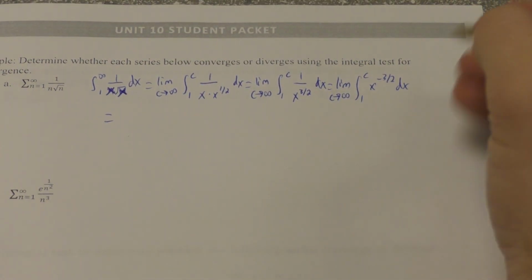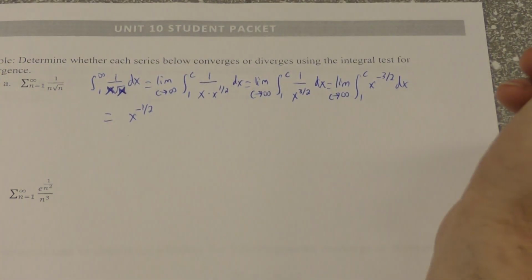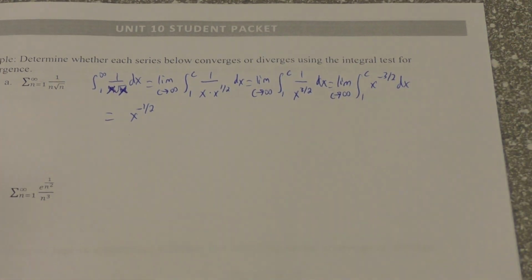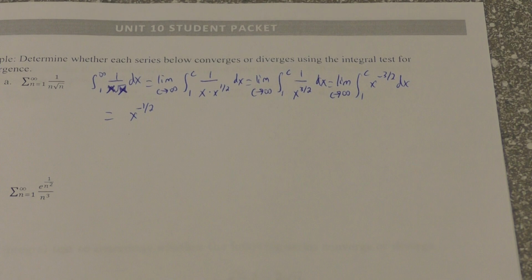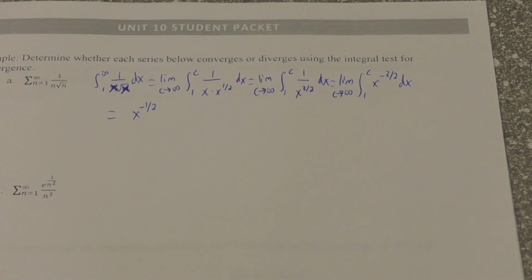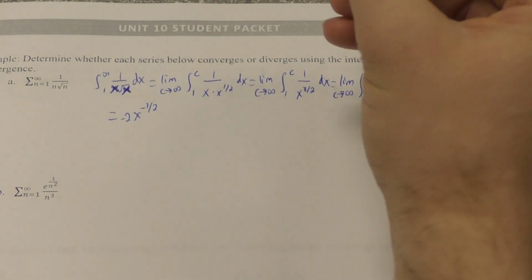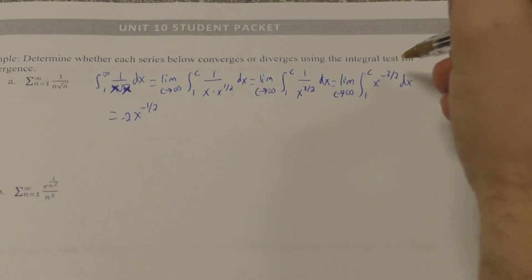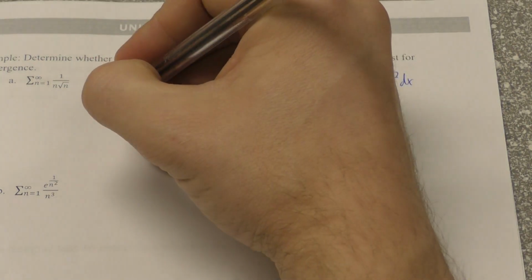Alright, what does that give us? I'll come back over here. I will do my antiderivative. I add 1 to the exponent, that'll give me x to the negative half power. But then I need to divide by the new exponent. My new exponent is negative half, so dividing by negative half is going to be the same thing as multiplying by negative 2. Okay, so I'm going to multiply by negative 2. Remember, you can always check these kinds of things by taking the derivative. I've done my antiderivative.